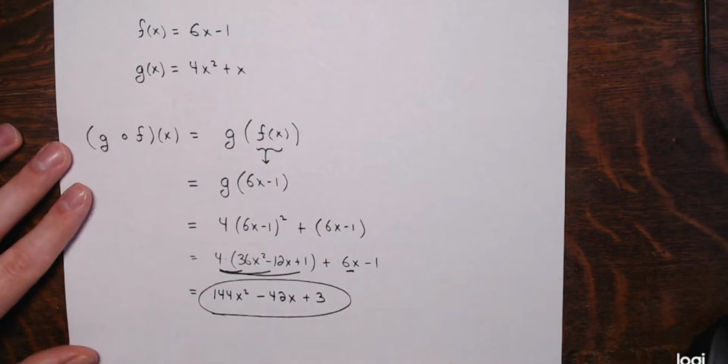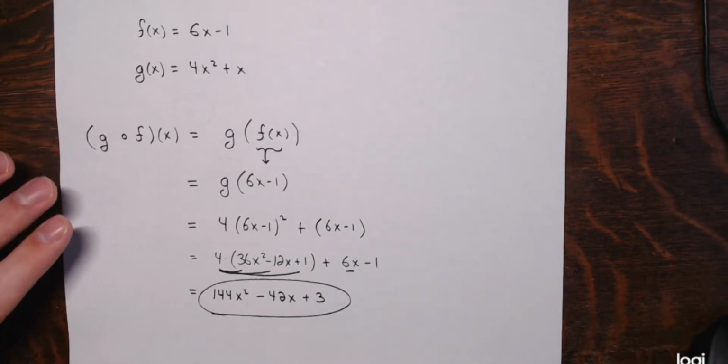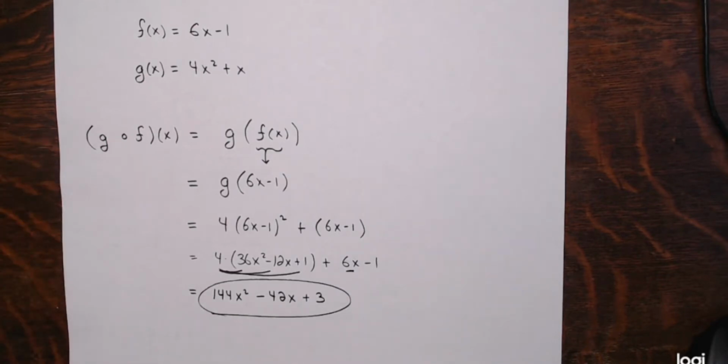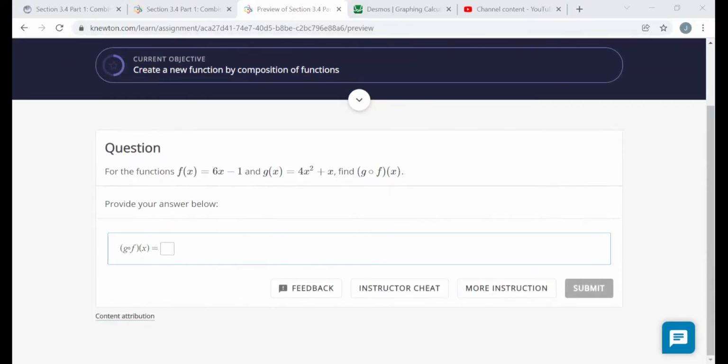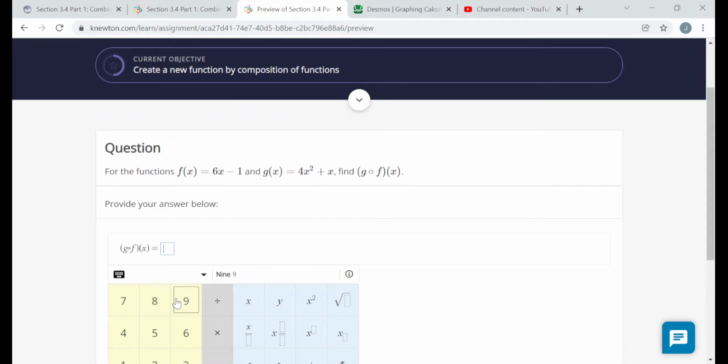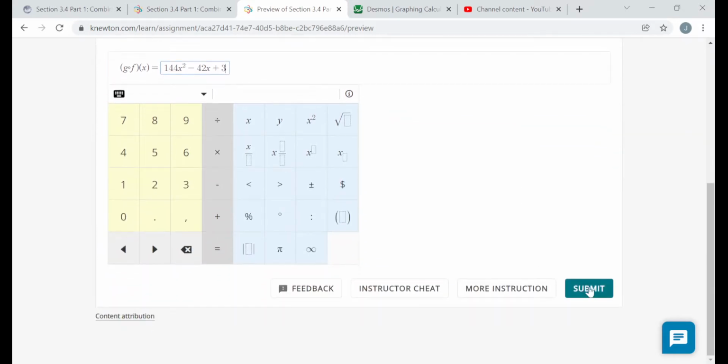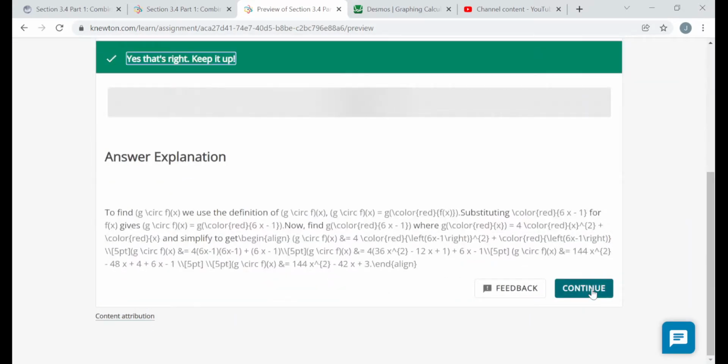And there's your composite function, g composed with f. Right, f is put into g. All right, and that's what I'll type. So we have 144x squared minus 42x plus 3. Great.